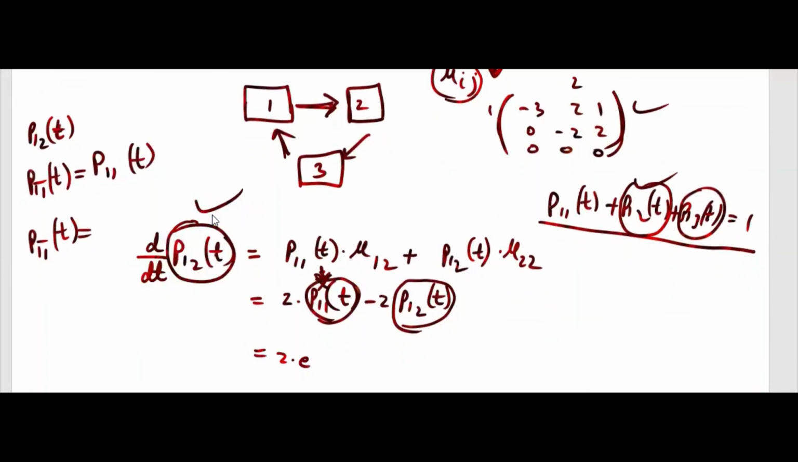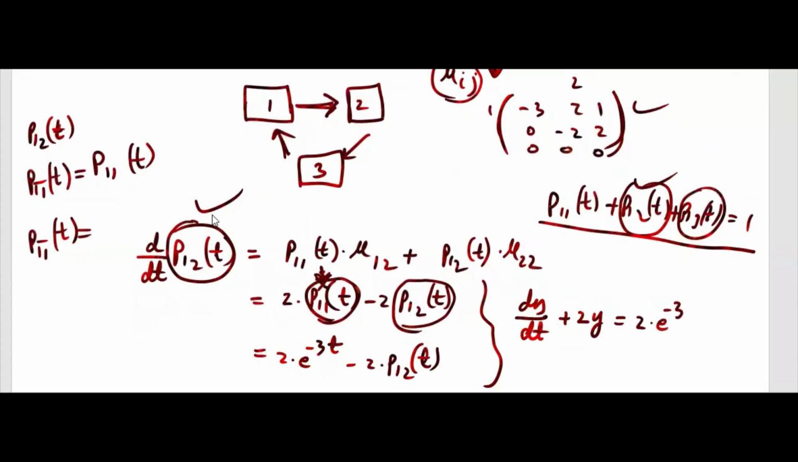So let me write it here. Now this becomes very easy. It is a simple differential equation: dy/dt, where y is P12 T, and the minus 2 comes to this side, so dy/dt plus 2y equals 2 e power minus 3t. That is of the form dy/dt plus py equals q. You are supposed to solve this differential equation, and it's quite easy now. There is absolutely no problem.